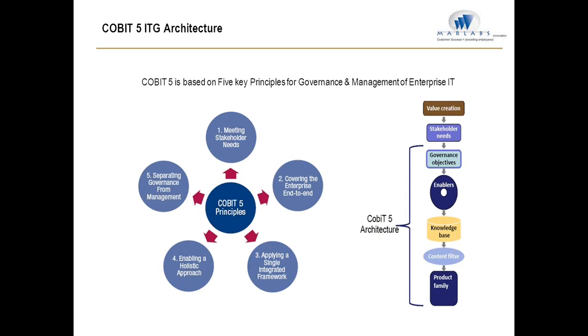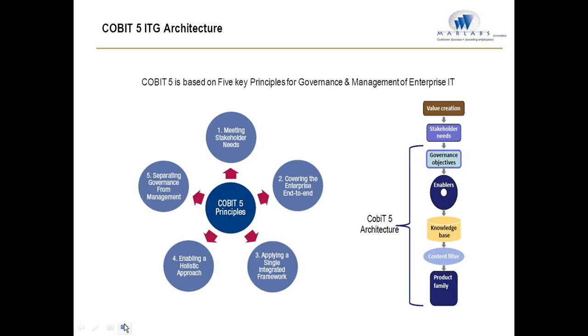So we'll now probably put our thoughts to try and understand or try to focus on the architecture of COBIT, how COBIT derives the value of IT governance in its full sense. So COBIT5 is based on 5 key principles for both governance and management of enterprise IT.